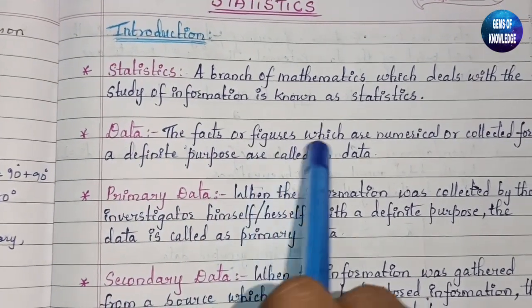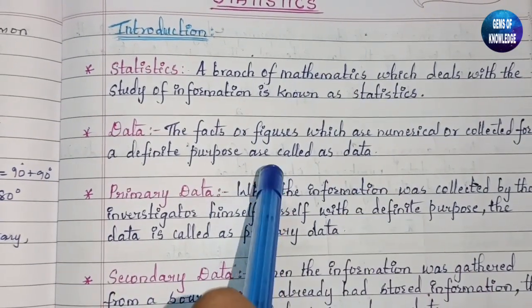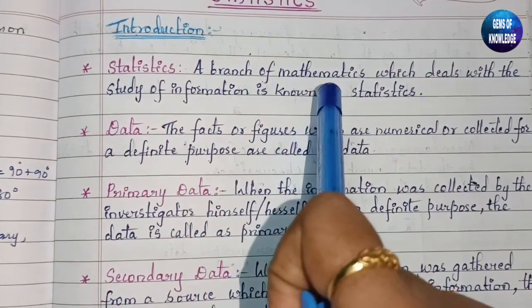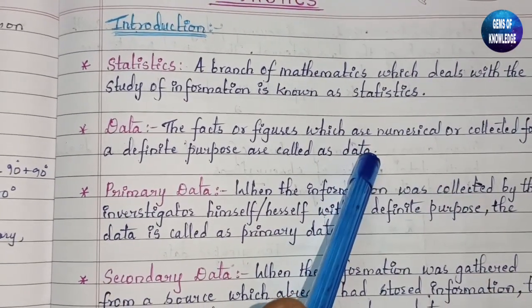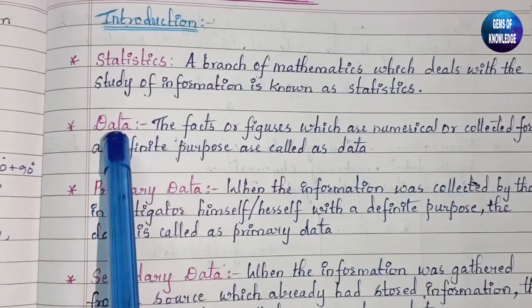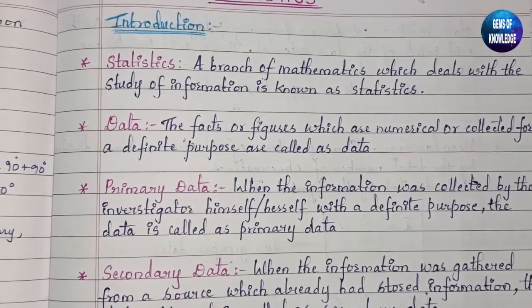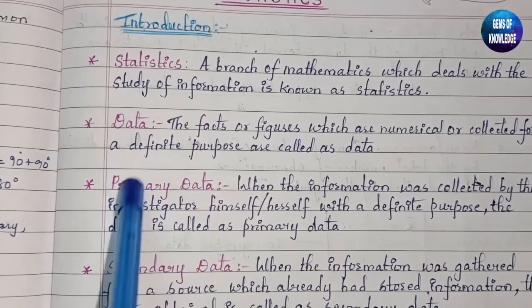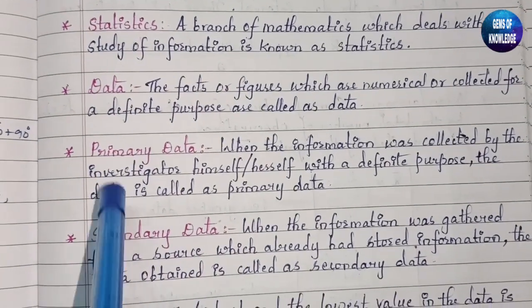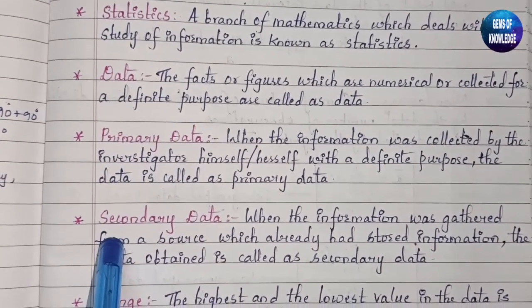See, the figures which are numerical, like the number of students in your class, 30 students, 35 students, 100 students, or maybe more than that. That is a numerical value, or collected for a definite purpose. That particular thing is known as data, or we can say information. There are two types of data here. You can see the first one is known as primary data and the second one is known as secondary data.